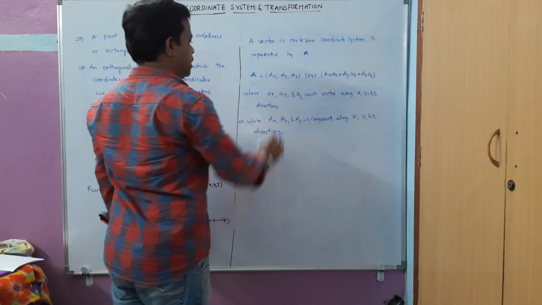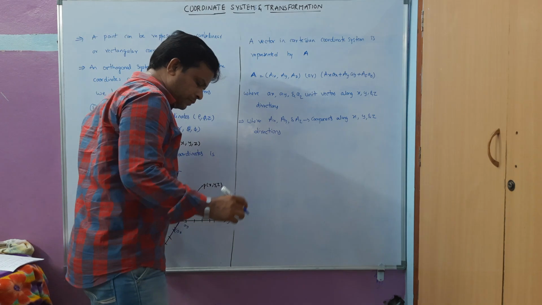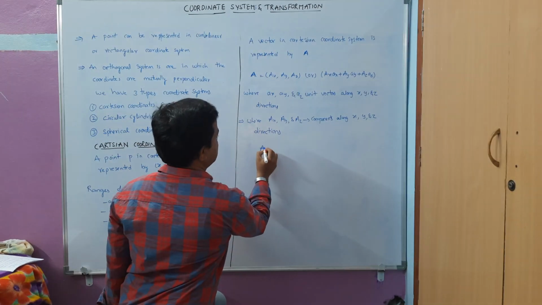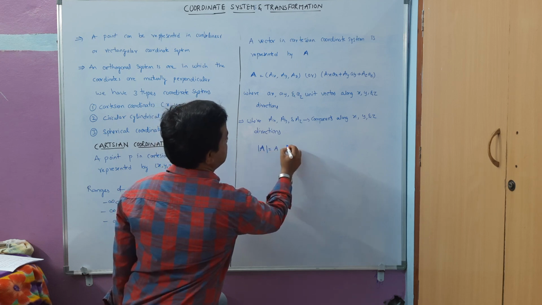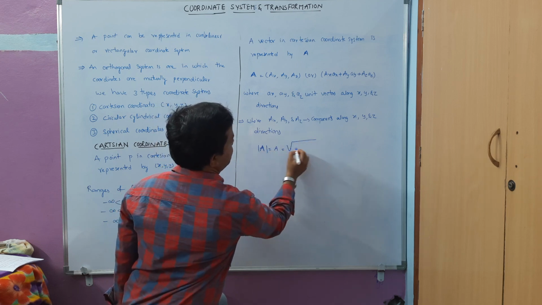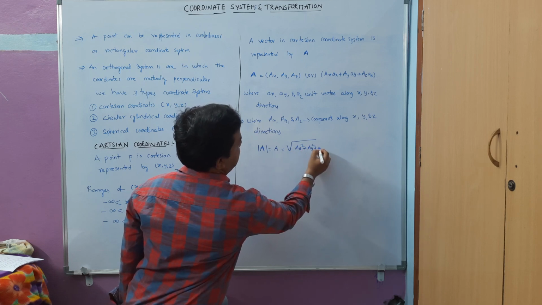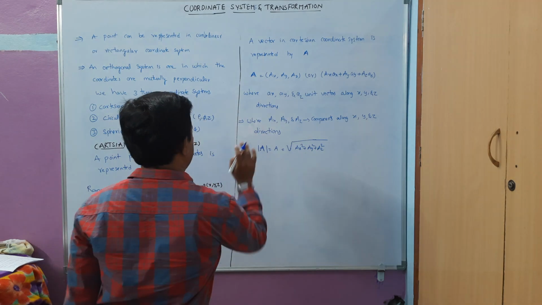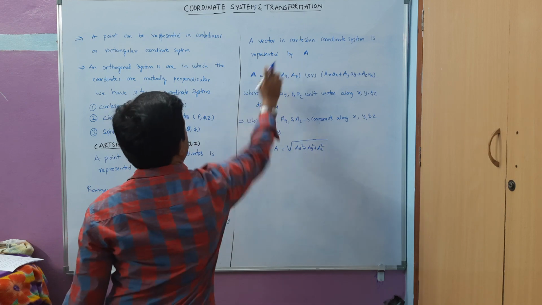Next, as we have taken the vector A, we can take the magnitude of this vector. The magnitude is always a scalar, that is the square root of Ax square plus Ay square plus Az square. We just have to square the components. This is the magnitude of the vector A.